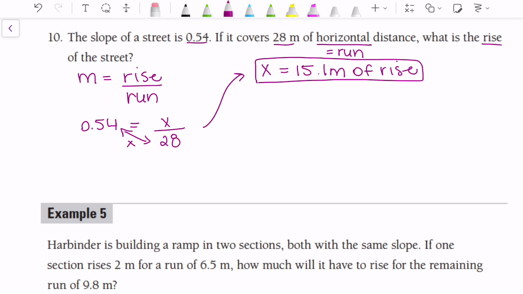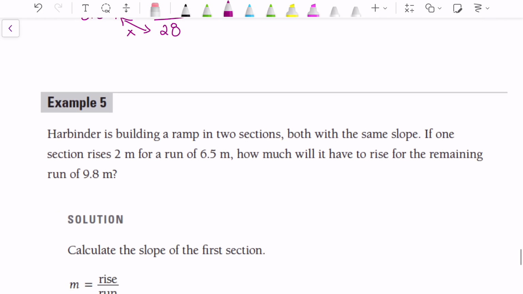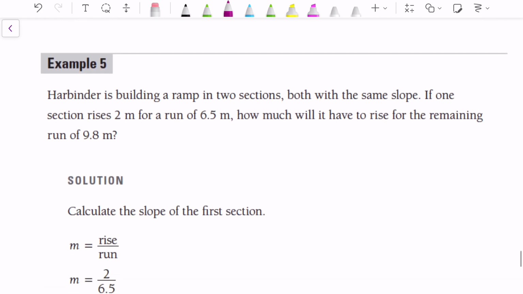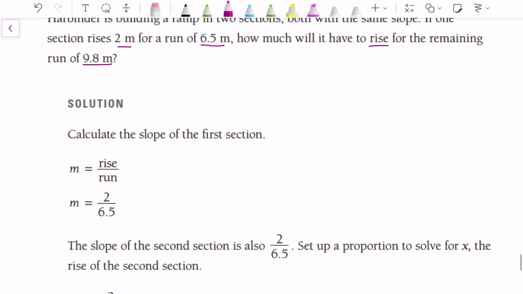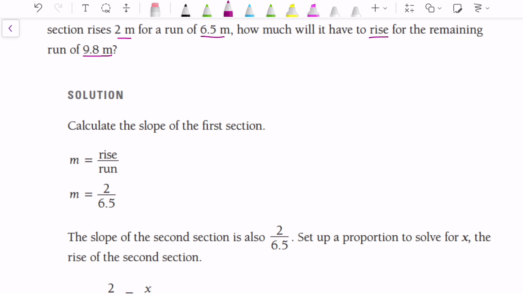All right, last example in the workbook, and then we have a couple afterwards. Harbinder is building a ramp in 2 sections, both with the same slope. If one section rises 2 for a run of 6.5 meters, how much will it have to rise if the remaining run is 9.8? Okay, so we have the first section. We can use that slope in order to apply it to the other one. There's a couple of ways we can do this. Hopefully they show you both.